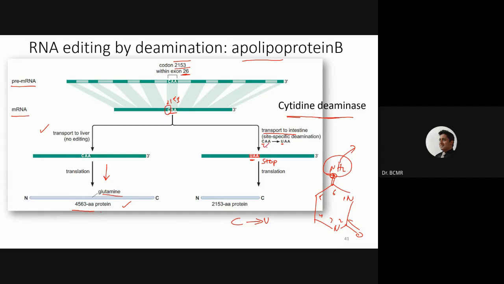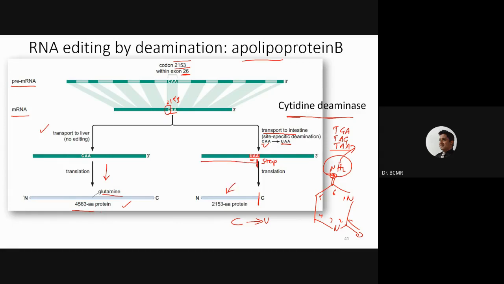This is a functional codon CAA, a sense codon which produces glutamine, but now it has changed to a UAA, which is a stop codon. Then upon translation, the mRNA will be read from here on only till here, and so it will produce a smaller protein.